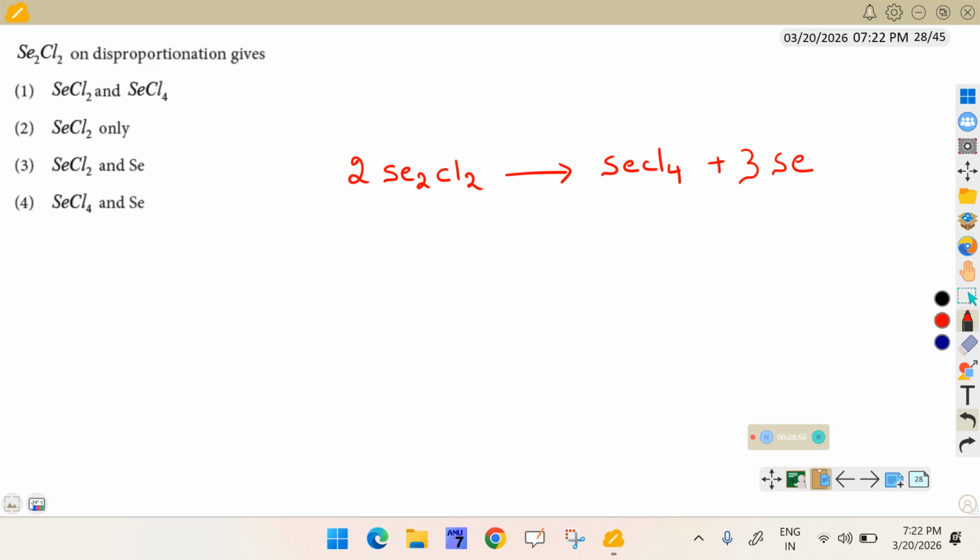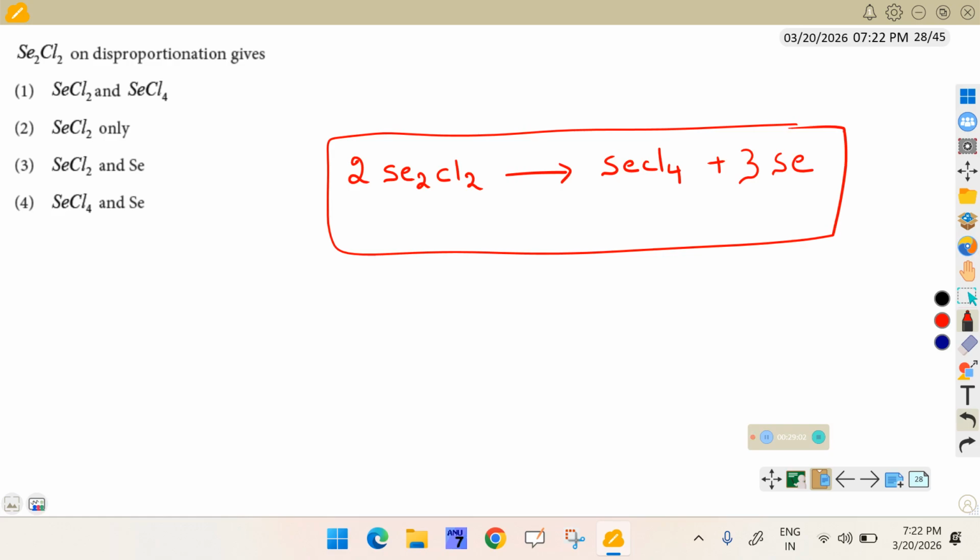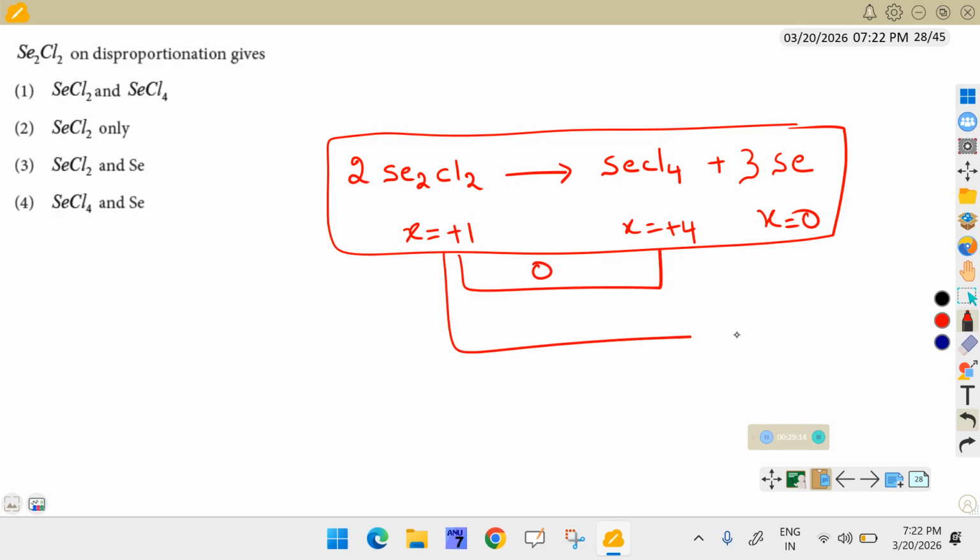Se2Cl2 on disproportionation gives. Yes, this is an example for a disproportionation reaction. Se oxidation state plus 1, Se oxidation state plus 4, Se oxidation state 0. Plus 1 to plus 4 is oxidation, plus 1 to 0 is reduction. The same element undergoes both oxidation and reduction, so this is considered a disproportionation reaction. The correct answer is the fourth option.